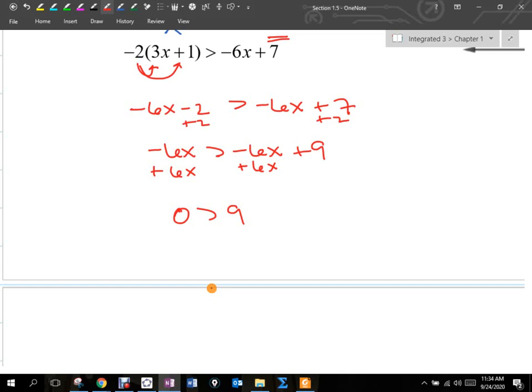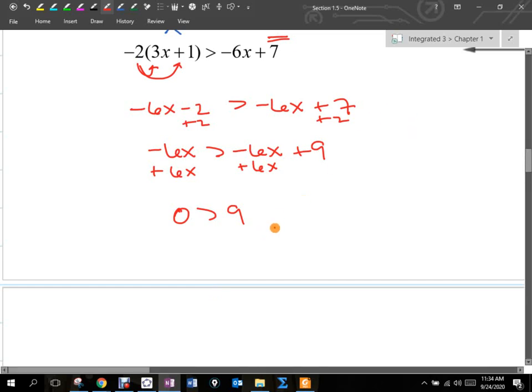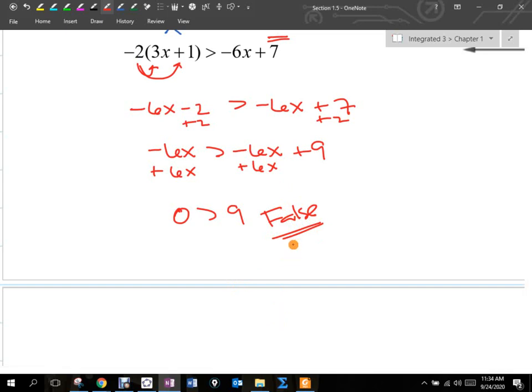As long as you understand your math and you're convinced that you did your math right, you abide by all your operations, you get a statement like this. Can I answer that statement as true or false? That's false, right? 0 is not greater than 9. That is false. Okay? And we won't see too many like this, but there's no solution. When you get a false statement, there's no solution.